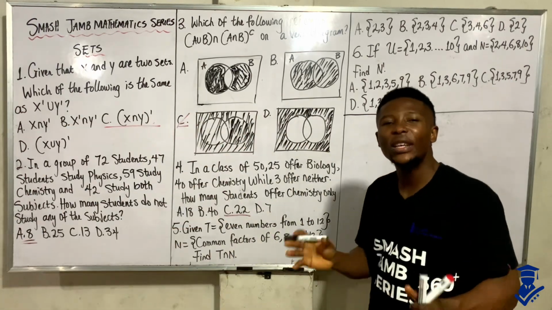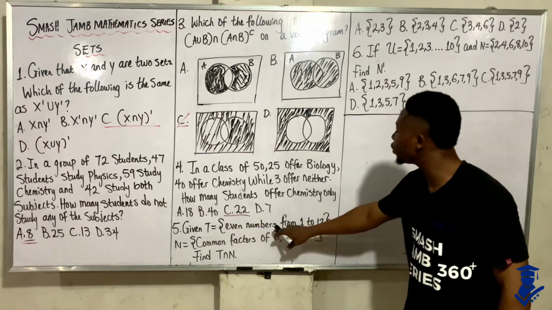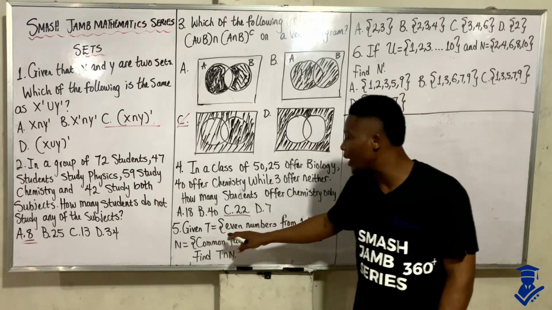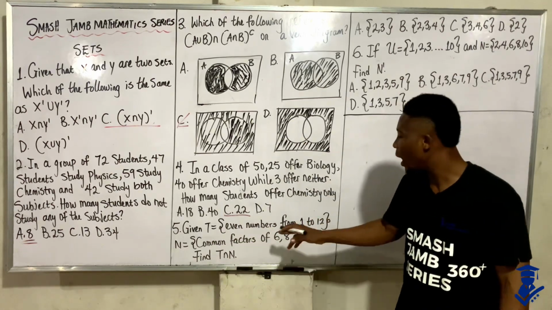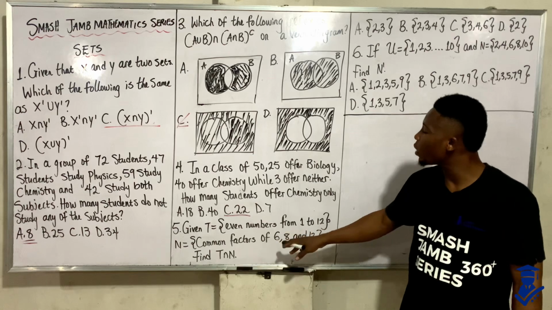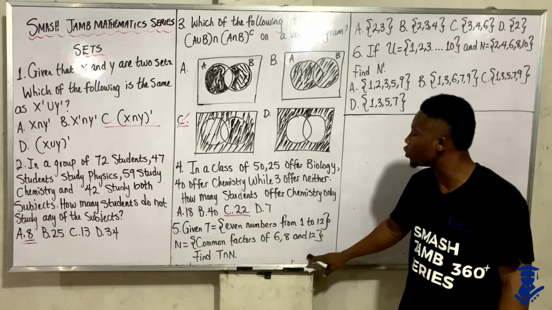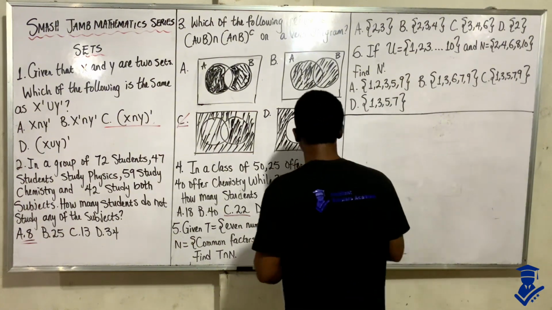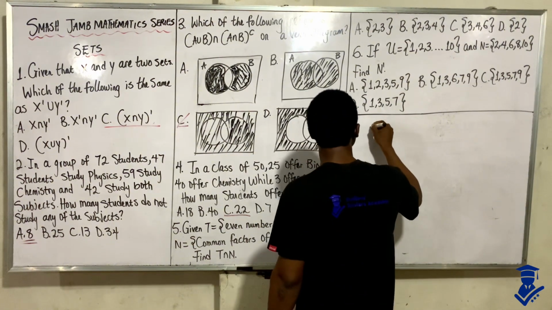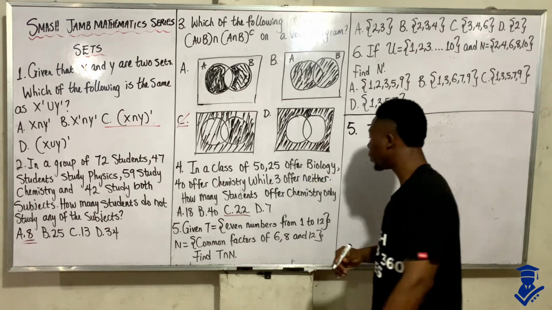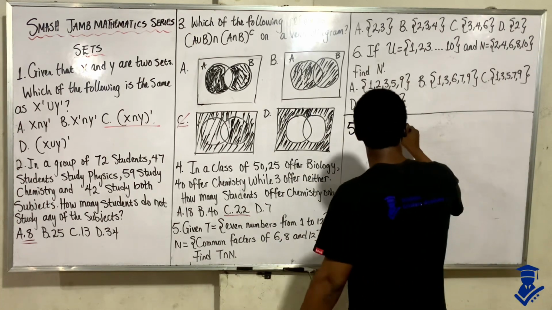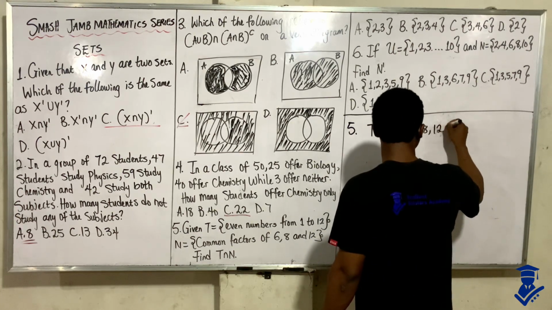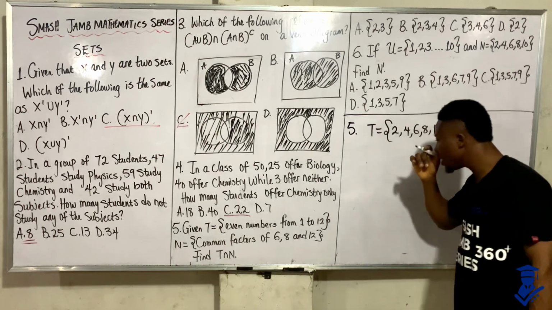The next question says, given that T is a set of even numbers from 1 to 12 and n is equal to a set of common factors of 6, 8 and 12, find T intersection n. How do we do that? We have to list out the set of T, even numbers from 1 to 12. So there's going to be 2, 4, 6, 8, 10, 12.